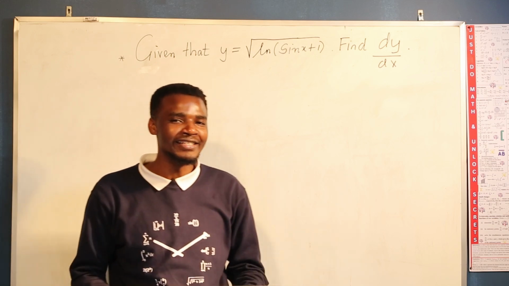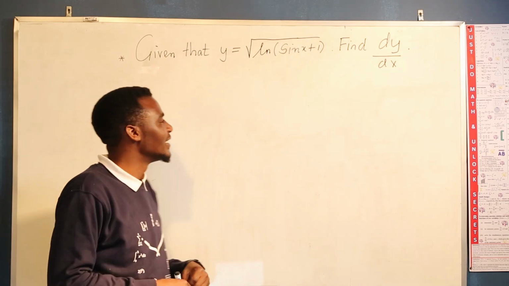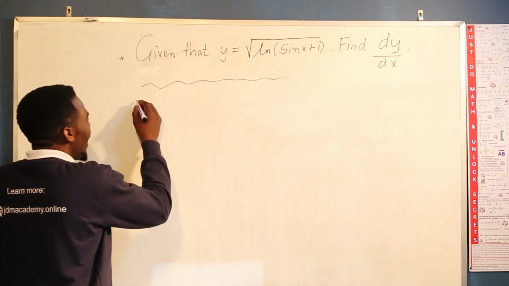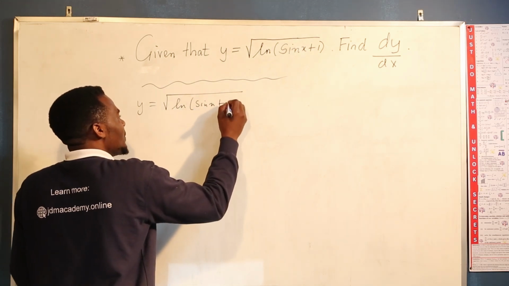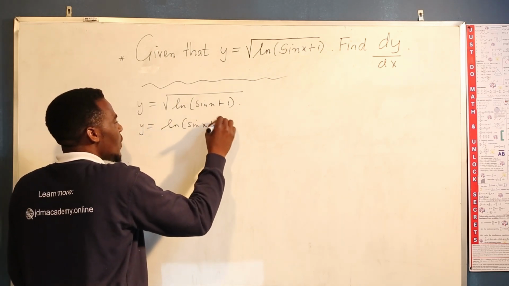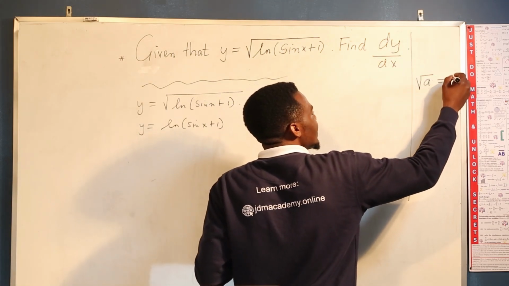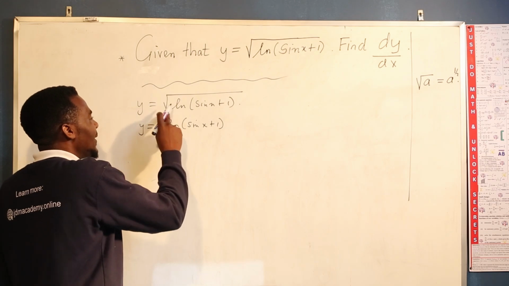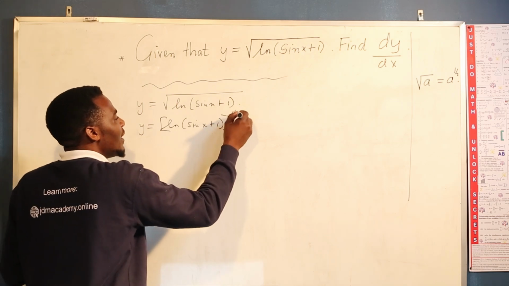How are we going to find dy/dx in this case? For us to calculate the derivative of this function with respect to x, let's take a closer look. What exactly do we have at hand? Here is the solution. So y is equivalent to the square root of ln of sine x plus 1. Remember, mathematically, the square root of a is the same as a to the power of half. So in this case, the square root of ln of sine x plus 1 is basically the same as this function to the power of half.